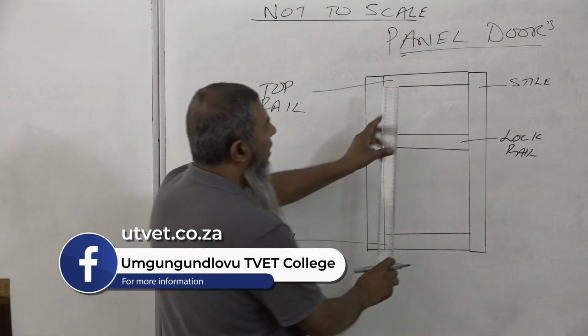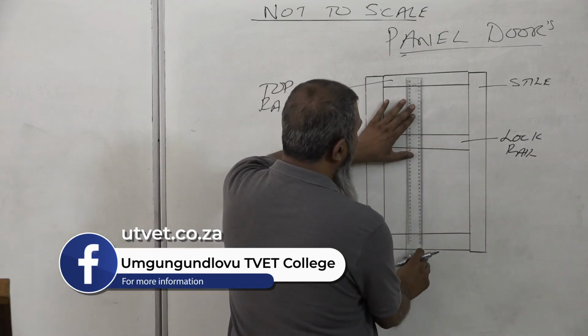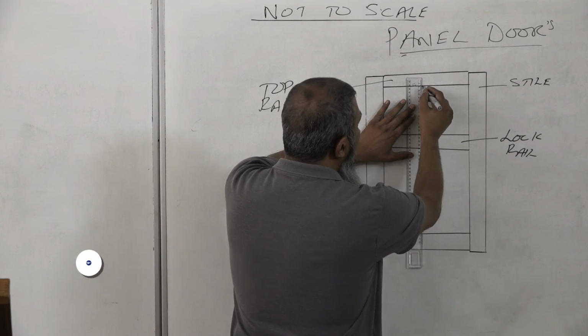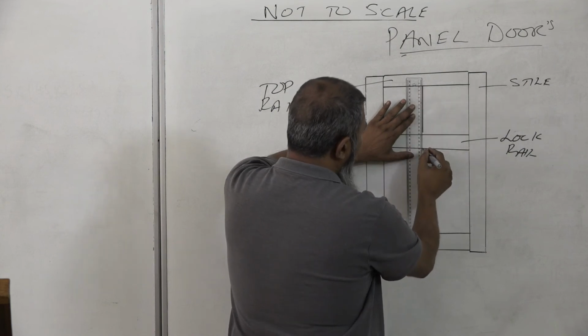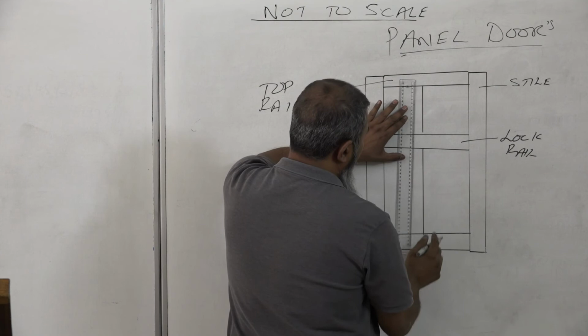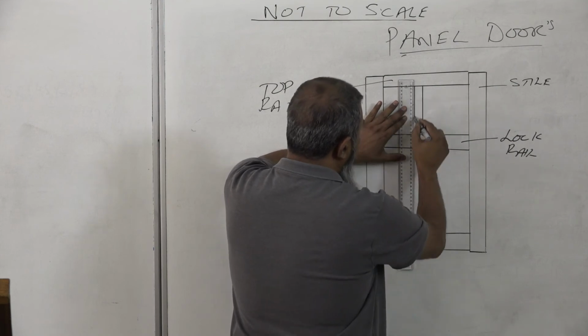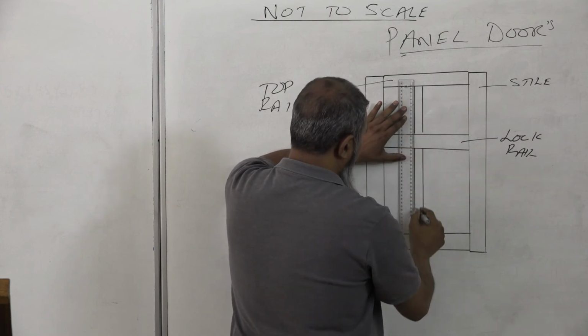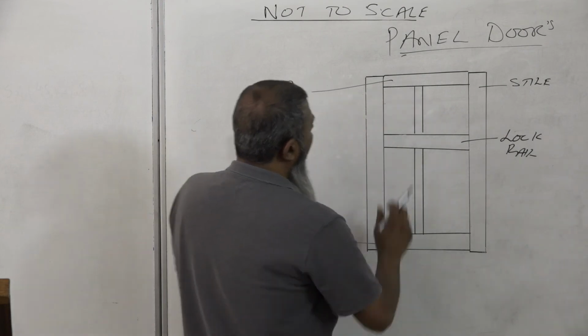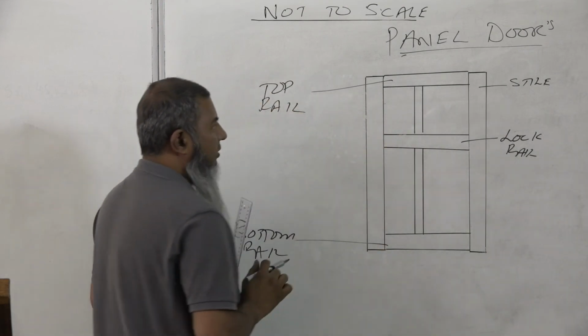What changes here? Nothing much changes in that. We put in the center here to break or divide that door. So we've got 1, 2, 3, 4 panels.